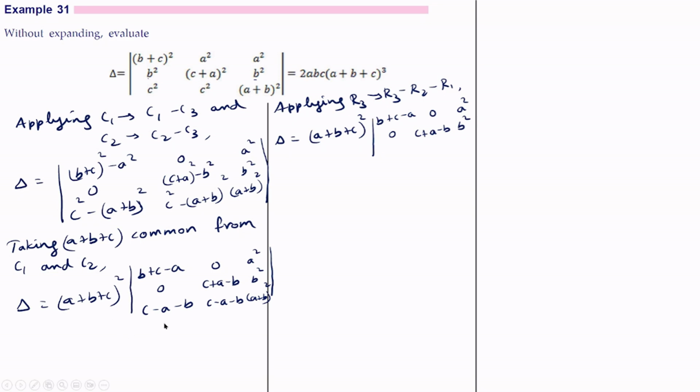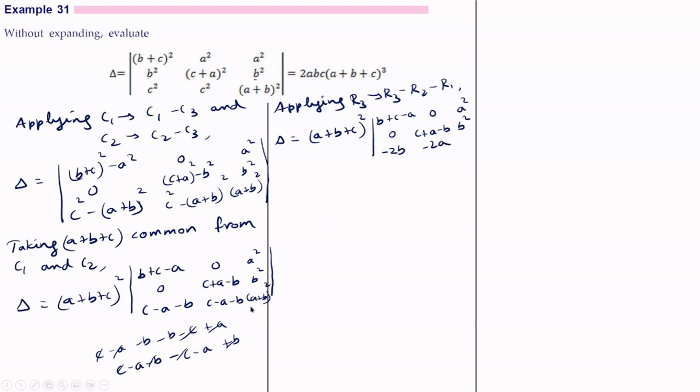R3 changes to R3 minus R2 minus R1. So here we will have c minus a minus b minus c plus a. So here minus c minus a will go. Here we will have minus 2b. And then here we will have c minus a minus b, then minus of this term, minus c minus a plus b. So c and c will get cancelled. Here we will have minus 2a.